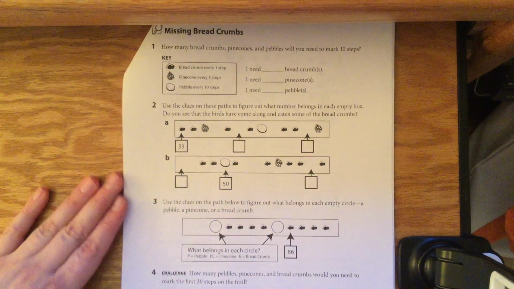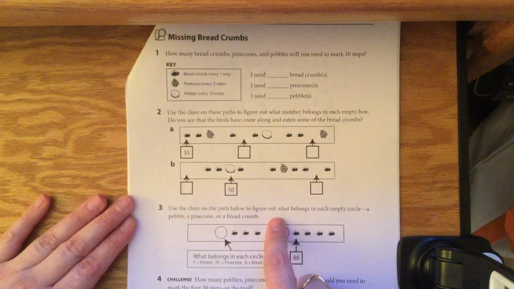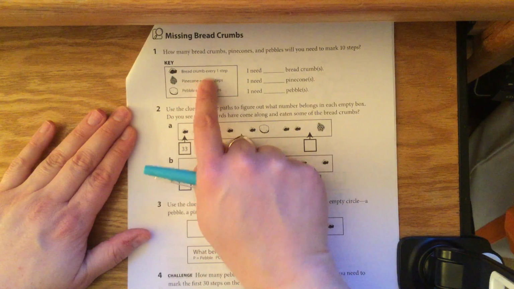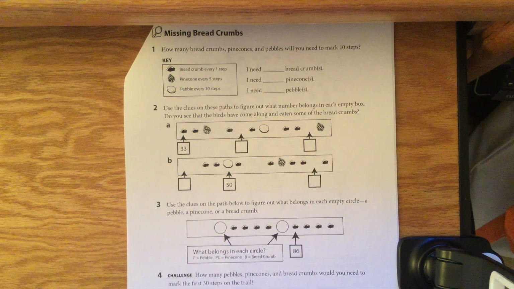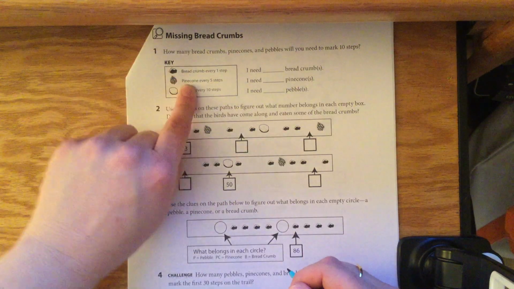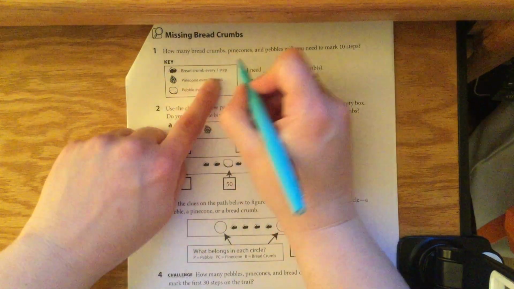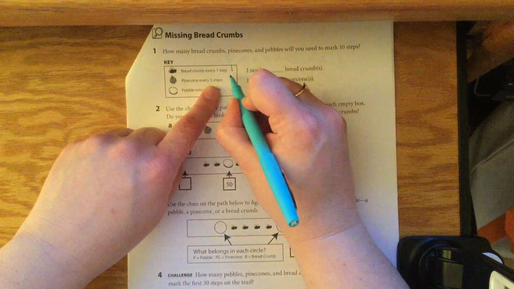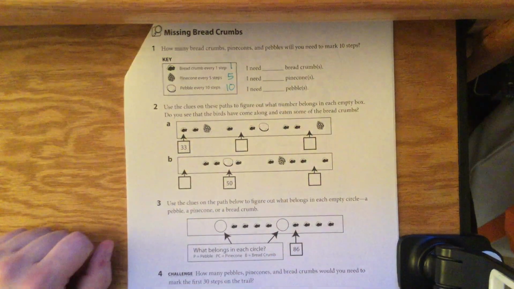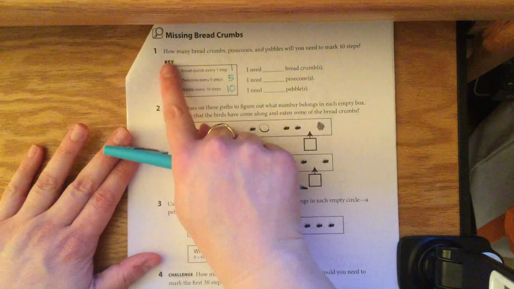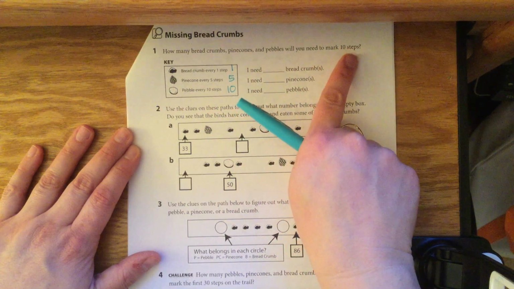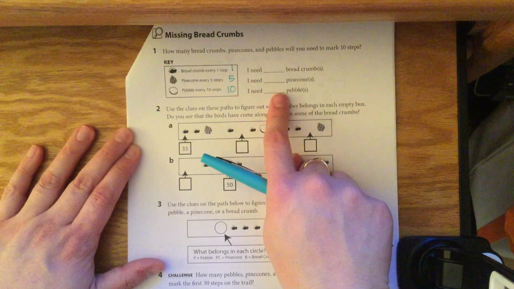For today, you're going to do page 58, and it's the same kind of thing that we've been doing, guys. It just has the breadcrumbs added in. So you're going to answer question 1, and they give you the key. A breadcrumb is 1 step, a pine cone is 5 steps, and a pebble is 10 steps. Okay, so they want to know how many breadcrumbs, pine cones, and pebbles you will need to mark 10 steps. So you're going to fill in the blanks.